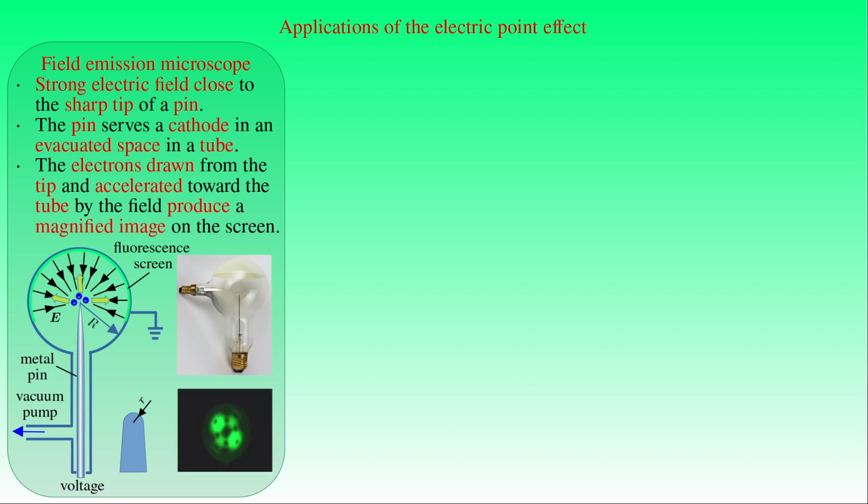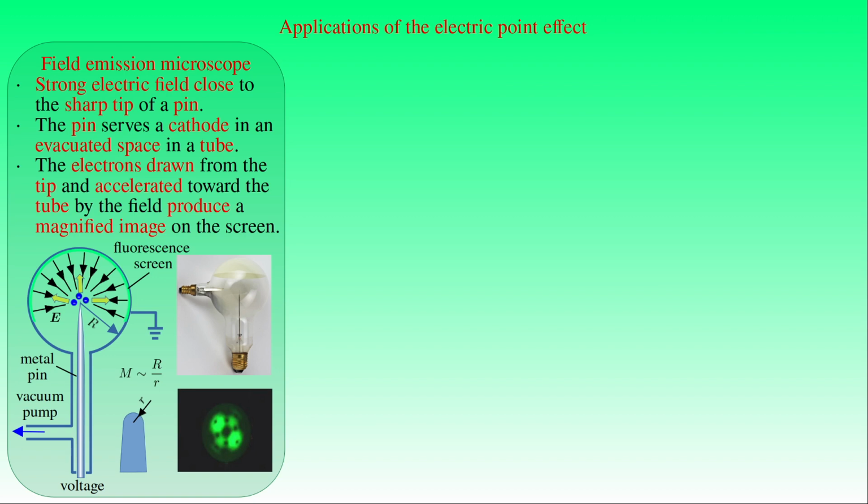These patterns represent a magnified image of the crystal structure of the pin or the molecular structure of any material sample covering the tip of the pin. The magnification is proportional to the ratio of the curvature radius of the fluorescent screen on which the image is formed to the radius of the tip. For field emission microscopes, the magnification may reach up to 1 million times the scale of the sample, but we can achieve even 10 times more magnification with field ion microscopes.